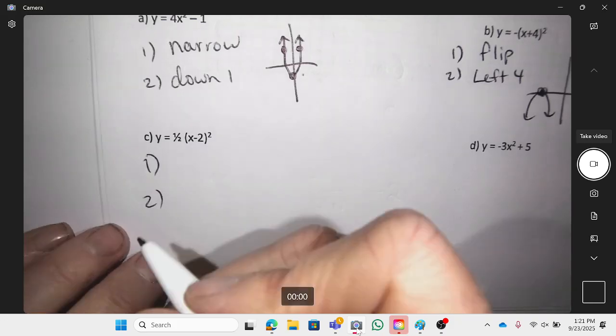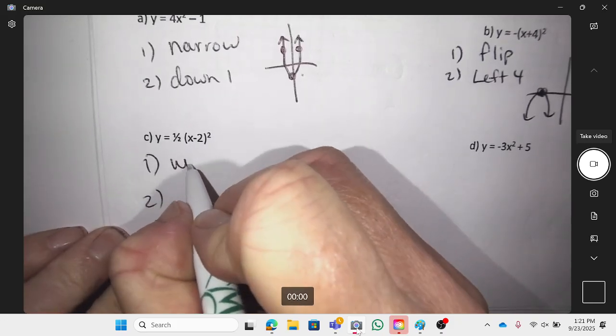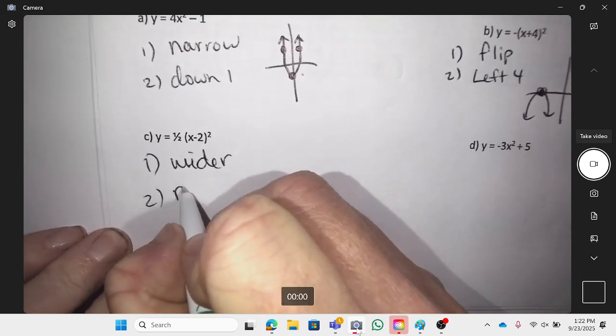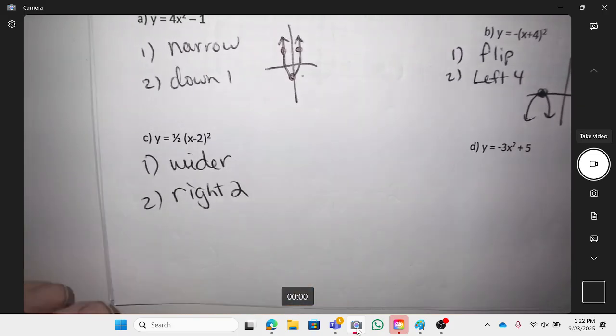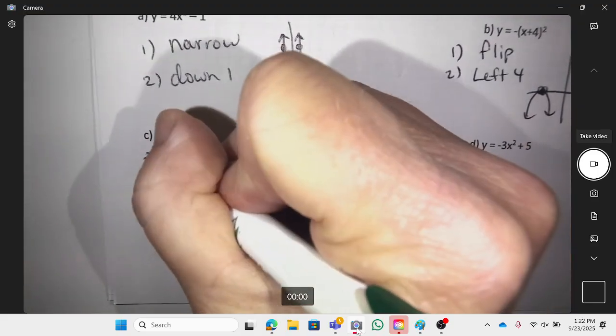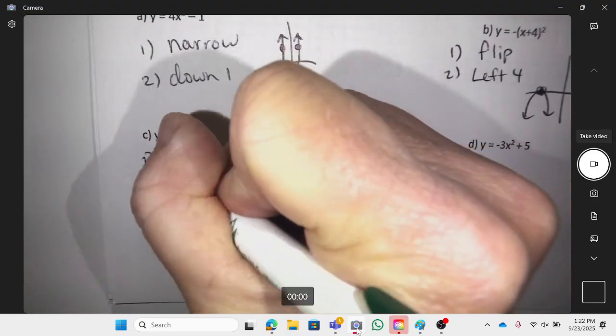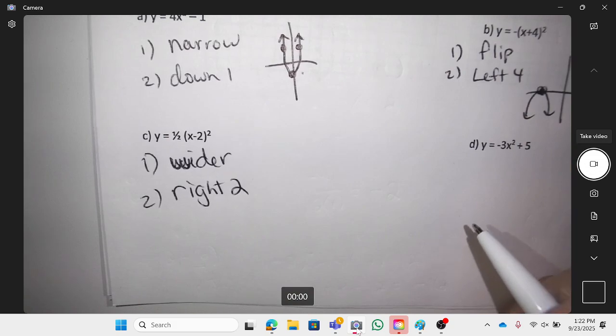Okay, 100% if you wrote wider and right 2. Wider and right 2.